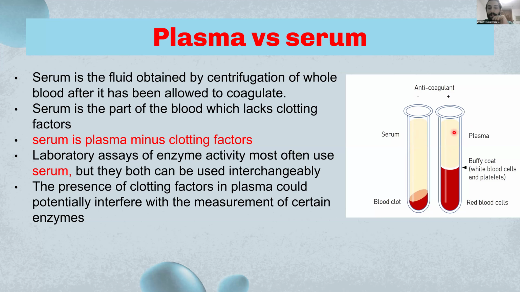While if you took the plasma, there are clotting proteins and factors in the plasma, so this might alter the amount of enzymes you're going to check. In terms of lab, this is all lab stuff, but of course, they're used interchangeably. If you're in need, you can use serum, you can use plasma. But which is better? Of course, serum is better.